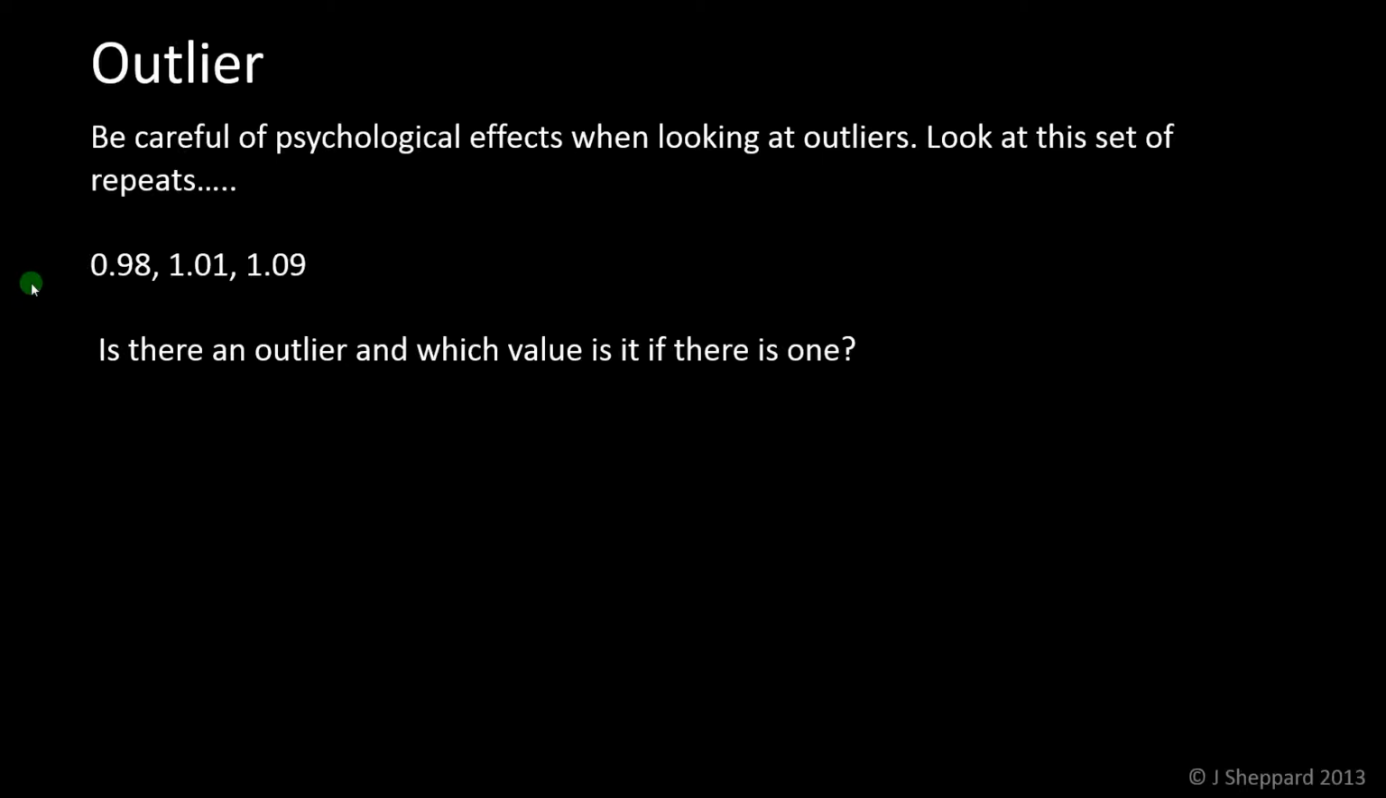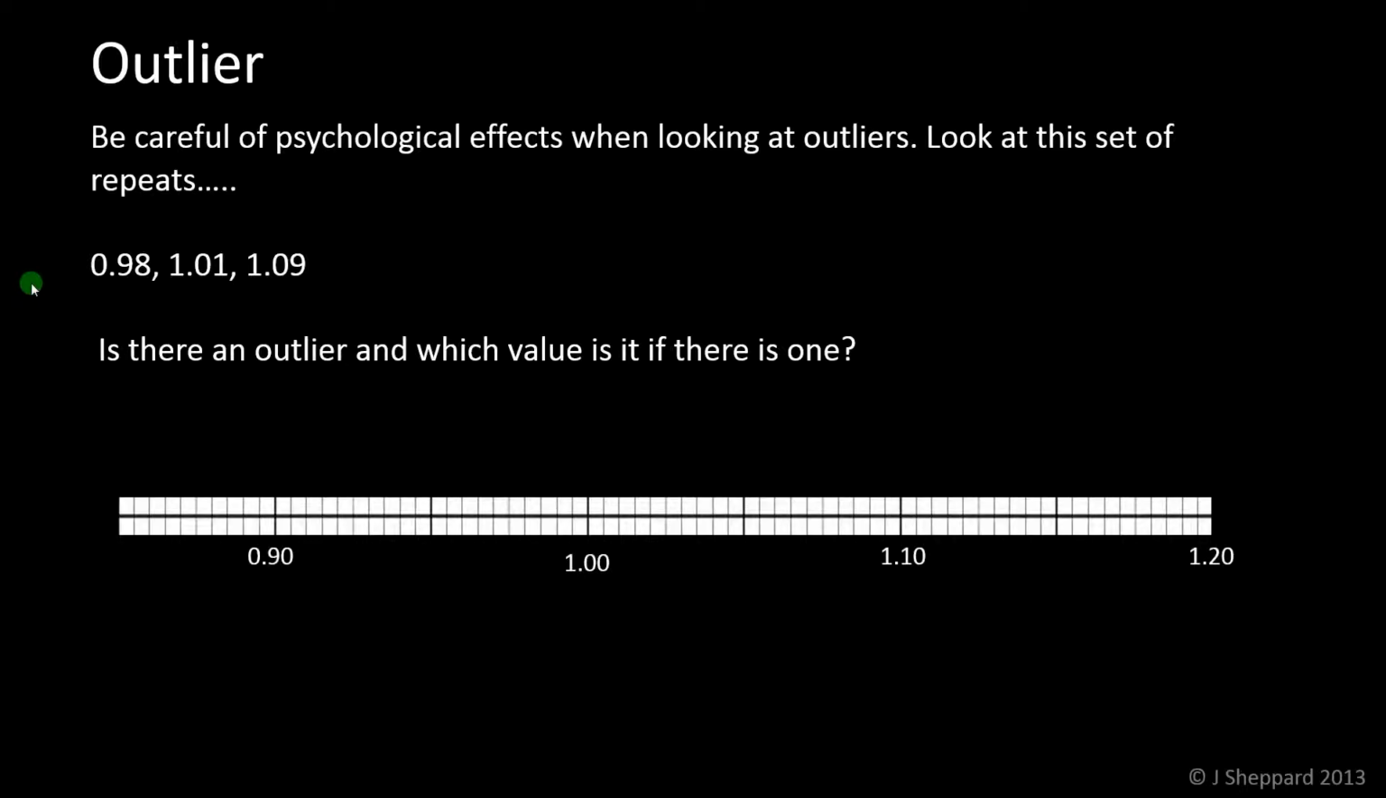And one way to deal with this is to plot them on a number line so you can see a bit more clearly how far apart they are. And when you do that, it's clear that even though this first result, the 0.98, starts with a 0, and so psychologically you think, oh, that's very different, it's actually the 1.09 that's much further away. Okay, now some of you may have thought that was obvious, that's fine, but it's a very common mistake that people tend to identify outliers just based on this sort of psychological impact. So if you're not sure, plot them on the number line.